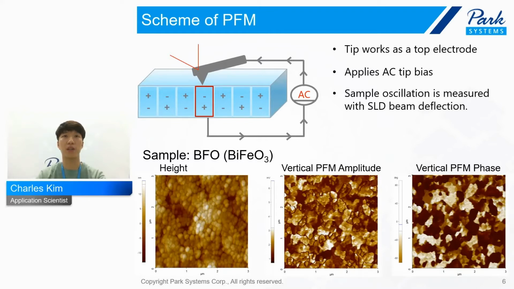Once we apply the AC tip bias on the surface, the sample will oscillate because of the piezoelectric effect. Then that oscillation makes the cantilever bend up and down. Then that bending will be detected by the laser beam. As you know, in the case of the AFM, we use a laser-like beam at the backside of the cantilever. Then that beam will be recorded by the photo detector. So if the sample oscillates in the vertical direction, then that oscillation goes directly into the photo detector. Then finally we can measure that small signal.